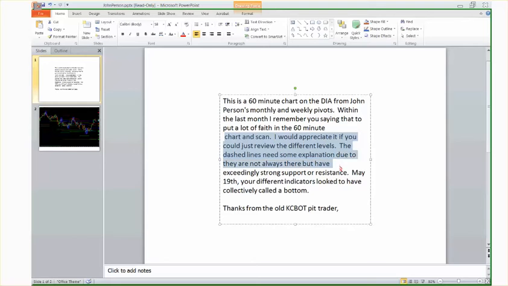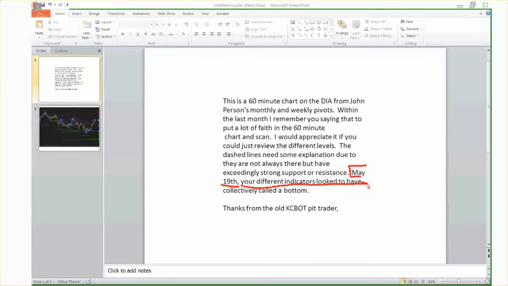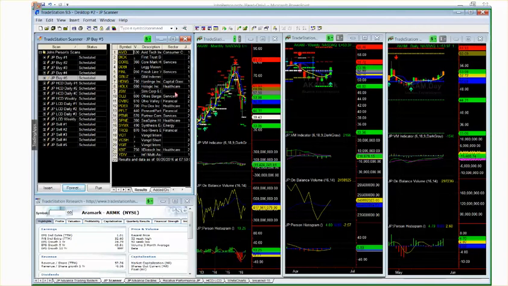The dashed lines need some explanation due to that they are not always there but have exceedingly strong support or resistance. May 19th, and I just had to underline this, May 19th, my different indicators look to have collectively called the bottom in the market. Well, it's kind of interesting because on May 19th we certainly had a lot of stuff, and that's the neat thing about TradeStation. And tonight's topic, scans.